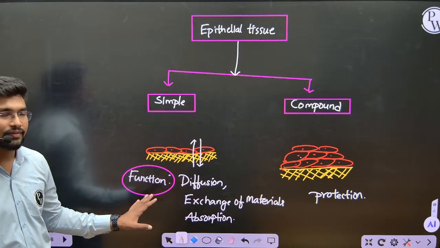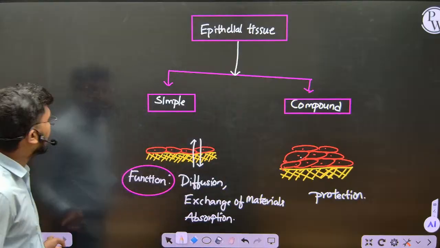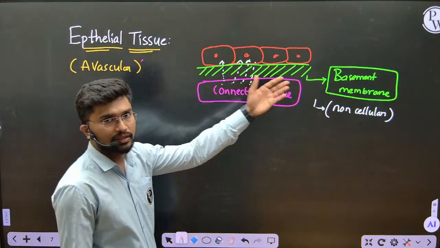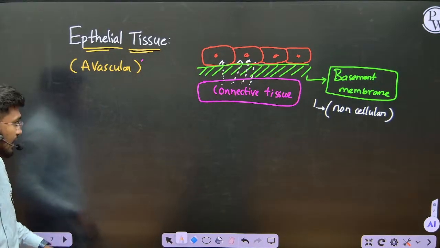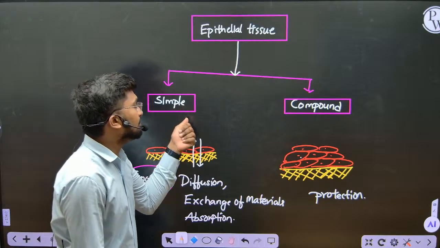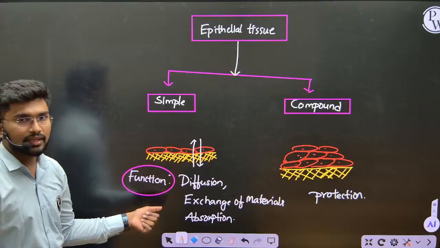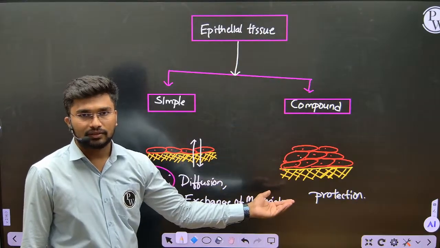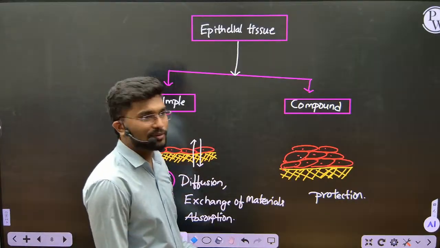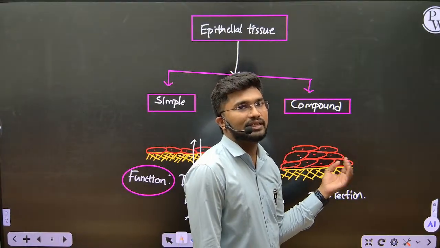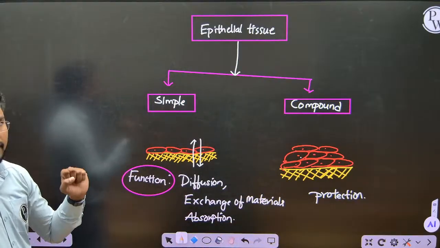So this is the classification of epithelium. We understand what epithelial tissue is. We know that epithelial tissue has a basement membrane which is non-cellular. Epithelial tissue is avascular, blood supply is not there. Epithelial tissue is divided into two types, simple epithelium and compound epithelium. In simple epithelium, a single layer of cells is there. In compound epithelium, multiple layers of cells are there. Simple epithelium function is diffusion, exchange of material, absorption. Compound epithelium major function is protection. Clear? So this is the classification of epithelial tissue.